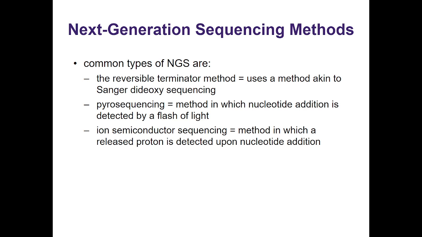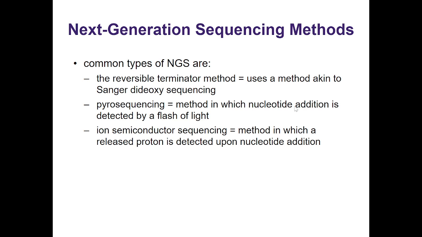Some common examples of NGS are going to be the reversible terminator method. This will use a method akin to the Sanger dideoxy sequencing. Remember that from previous? Okay, it's very similar. It's just we can now detect right as we're doing it, rather than having to sequence the end result. Okay, so we're cutting out a bunch of steps.